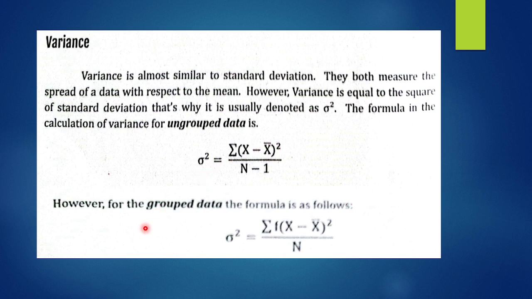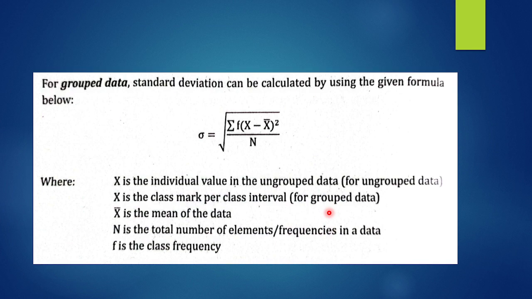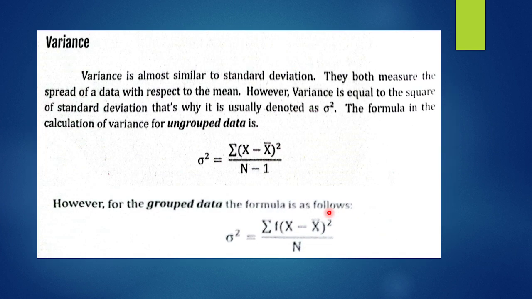However, for the group data, the formula is as follows. This one, variance is equal to the summation of f multiplied to the quantity of class mark minus the mean that being powered by 2 all over n. So this is the formula of variance. Nawala ra gihapon ang square root, di ba? Mao ni ang atong standard deviation, then mao ni atong variance.